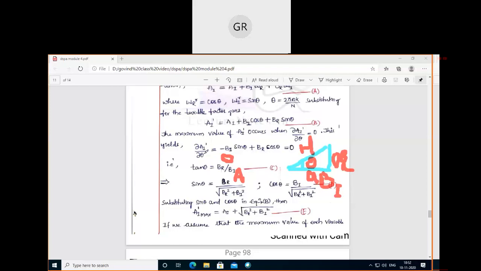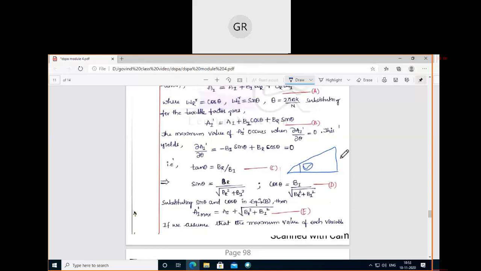What about sin theta? Anybody? What is sin theta? Opposite divided by hypotenuse, right? What is the hypotenuse here? This hypotenuse is square root of BR square plus BI square, in the right angle triangle. Madhavi, what is sin theta? Opposite divided by hypotenuse. Yeah, okay.